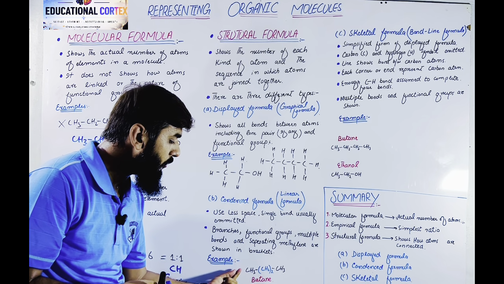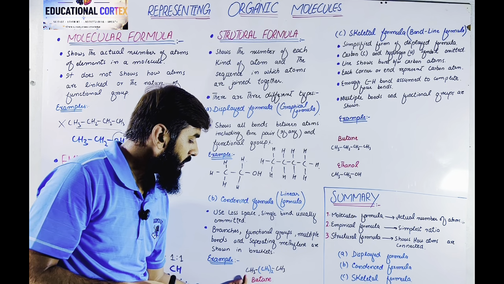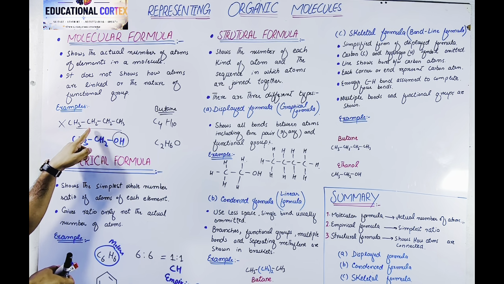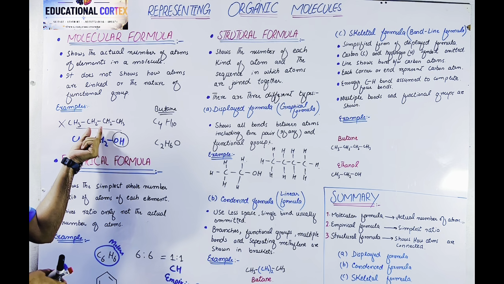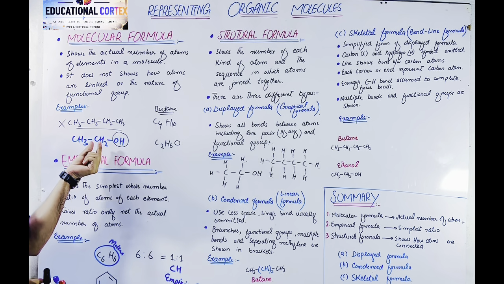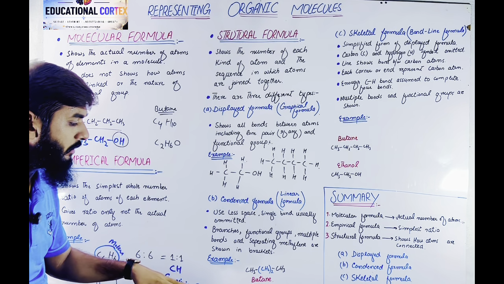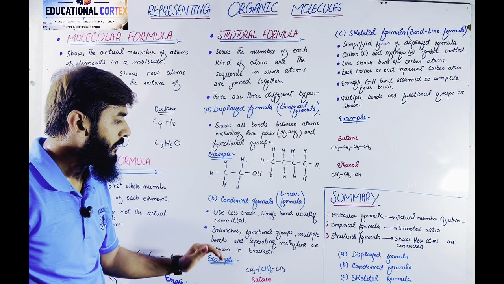Say, for example, if we talk about butane, butane has two CH2 groups in between CH3, just like that: CH3, CH2, CH2, and CH3. So the same groups will be condensed. That's why this is called condensed formula, because the same groups will be condensed in the formula, and it is a less space-consuming formula. This is the example of butane. This is all about condensed formula.